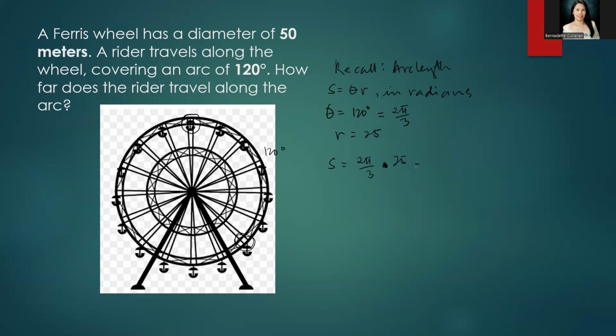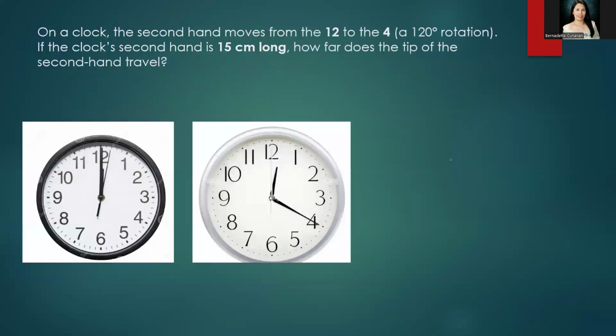25. So we have 50 pi over 3. What's the unit? Meters. So this is the distance the rider traveled, covering an arc of 120 degrees. Or for its approximate value, you multiply 50 by 3.14 divided by 3, rounded off to two decimal places.